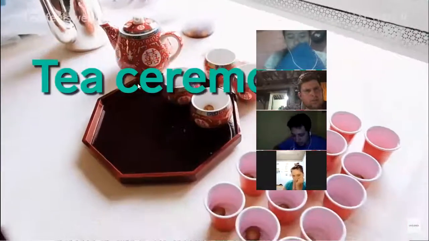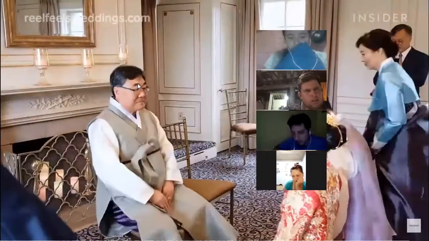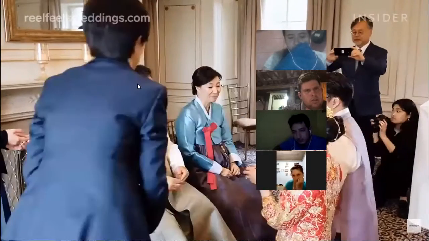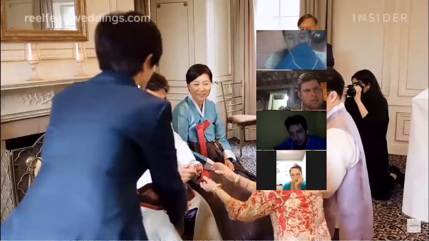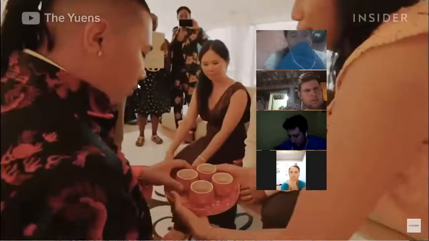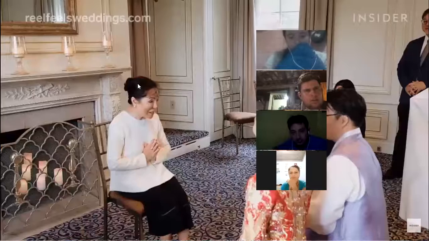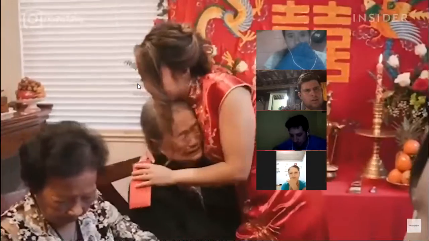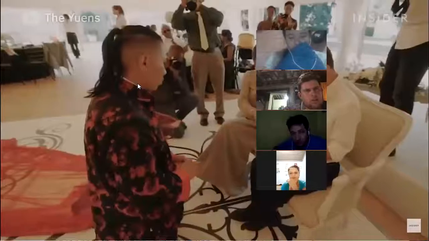The Chinese tea ceremony is a wedding tradition that bonds two families together. While kneeling, the couple serves tea to their parents. Traditionally, the couple serves the groom's parents and elders in order of seniority, followed by the bride's family. This serves as a formal introduction to show respect and to express gratitude. In return, the couple usually receives lucky red envelopes with money or jewelry.